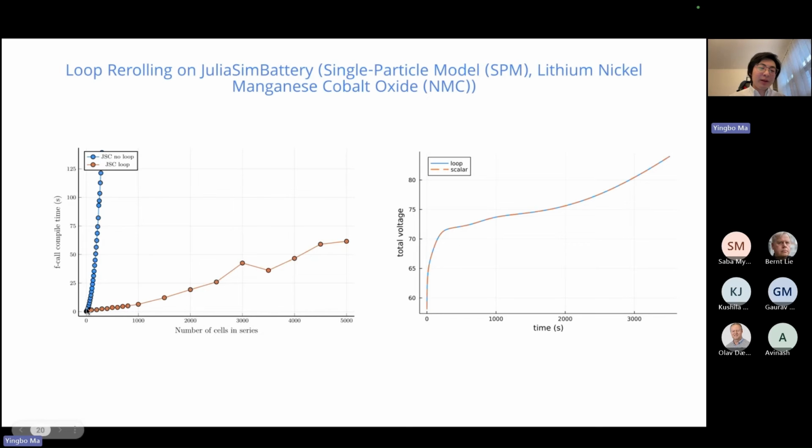But with loop rerolling, in this regime of 1,000 battery cells, the compilation time scales almost linearly, and we can comfortably even compile 5,000 battery cells, which only takes about 1 minute if we see the y-axis. And of course, we want to compare the results. And we can see that the solution of the scalar compilation process and of the loop rerolling process are completely the same.